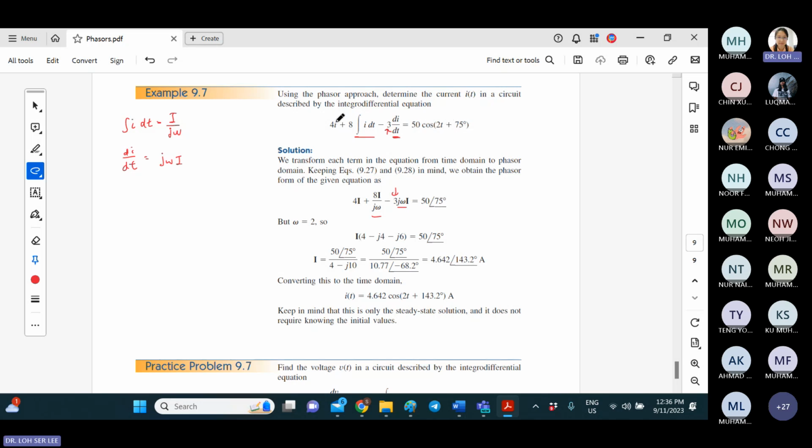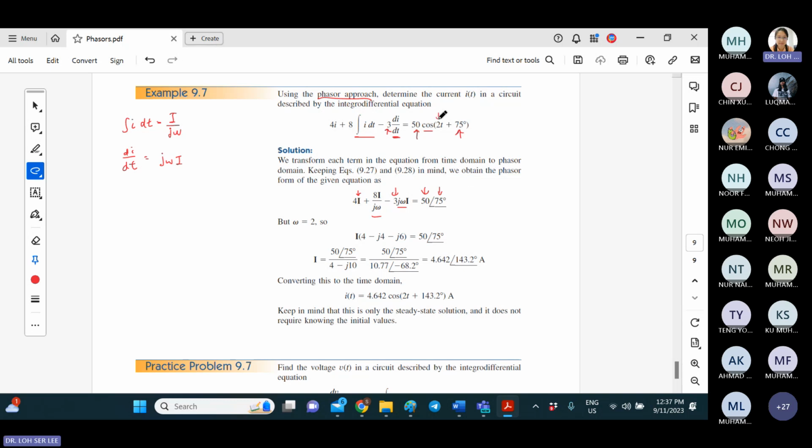And this one, I, we change into capital I. Everything in phasor form now, including this one, because we want to use the phasor approach. That means we change all this into phasor form. So I, we change into capital I, and this one is in the time domain. We want to change this time domain into phasor form. So this is cos, so we can take the Im directly, Im, and this is the phi.